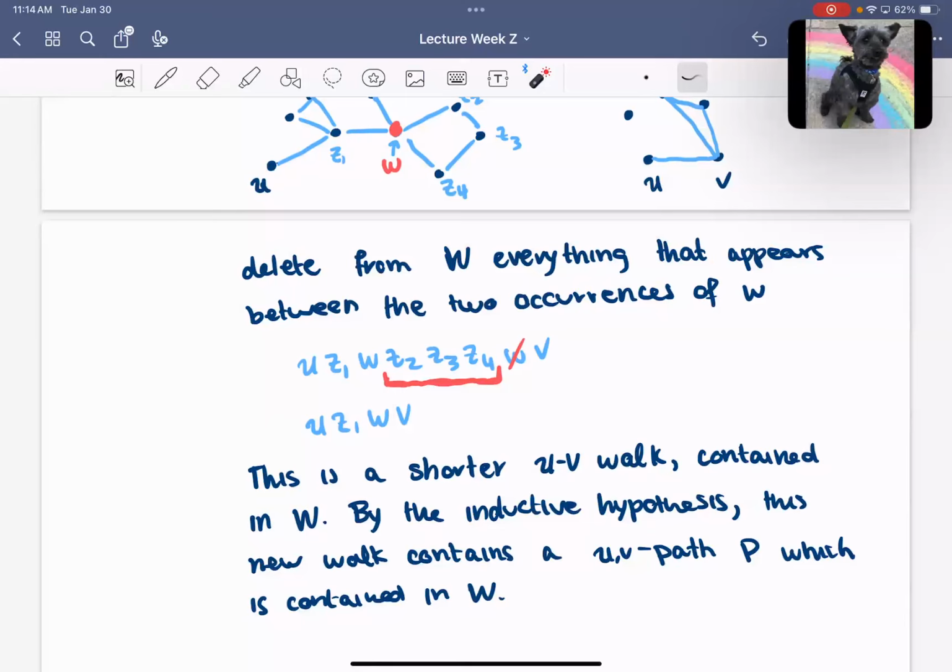Yeah, so U and V have to be distinct because if not, it wouldn't be a path, right? Yeah, because paths have all distinct vertices. Good. Other questions?